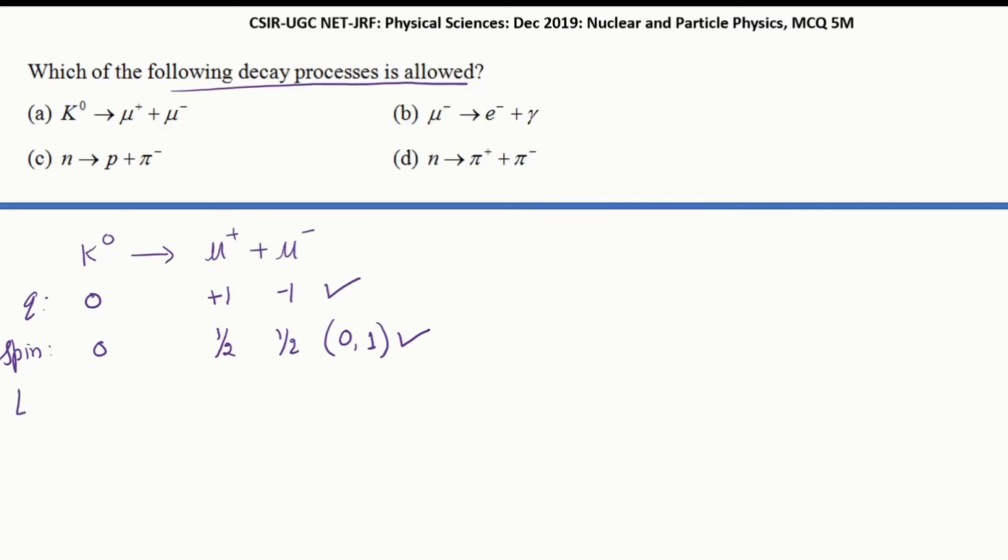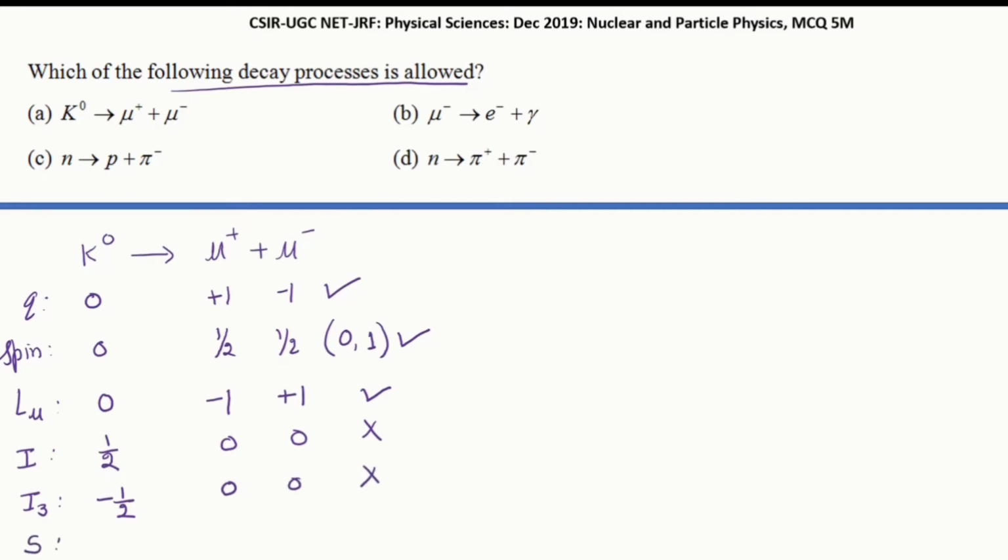Look at the lepton number. So L mu is 0 for the kaons and -1 for the mu plus and +1 for the mu negative. It is also conserved. Isospin for the kaon is half, but for the mu particle it is 0. So isospin is not conserved. The third component of isospin for the K0 is -half, and again for the muon it is 0. So I3 is also not conserved.